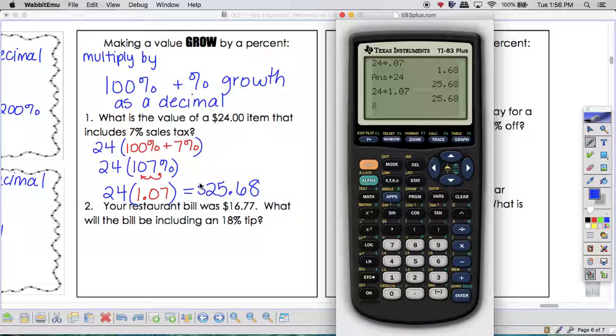So $25.68. Okay, you need to understand, yes, I know that you could have multiplied by 0.07 and then added that to the original amount. But in order to do what we're going to be doing in the future, you need to understand how to multiply it by just one number. And remember, in order to get bigger, if we're including 7% sales tax, we've got to multiply by something bigger than 1. If we just multiply by 7%, it's not going to get bigger.